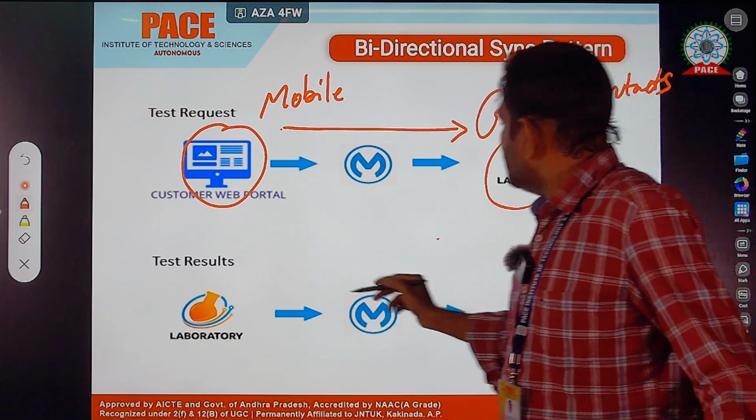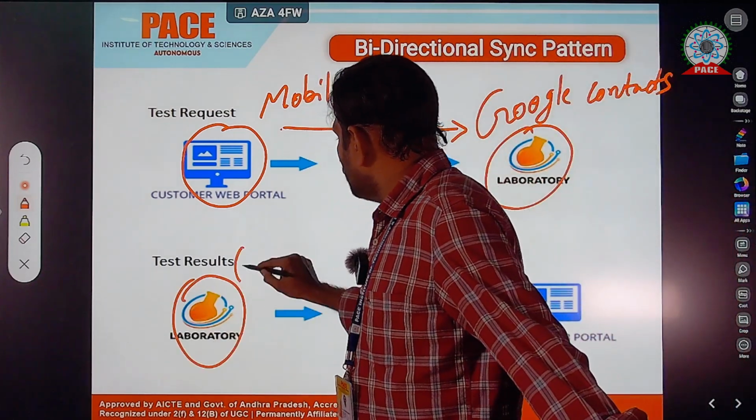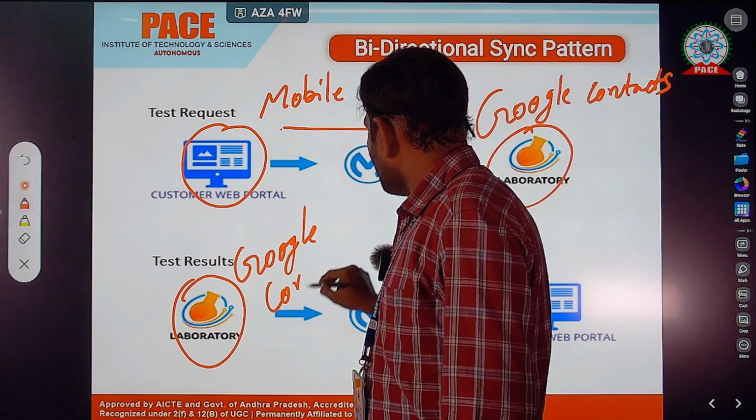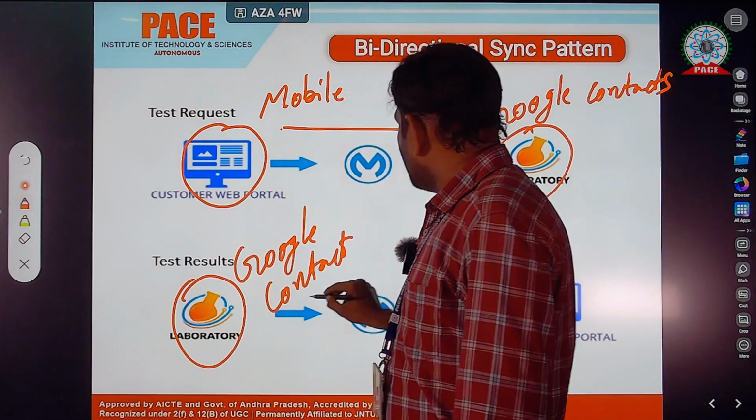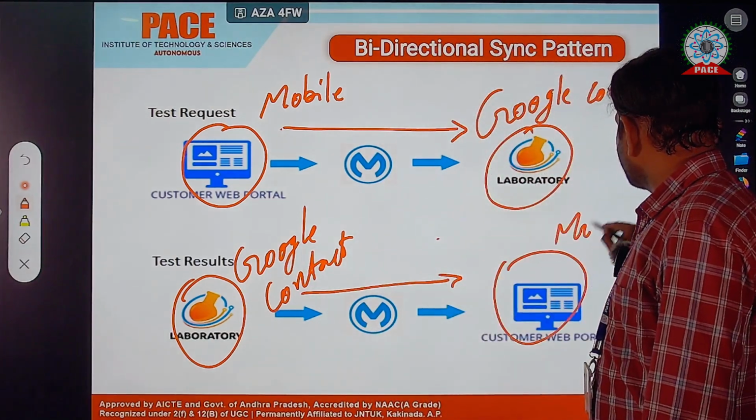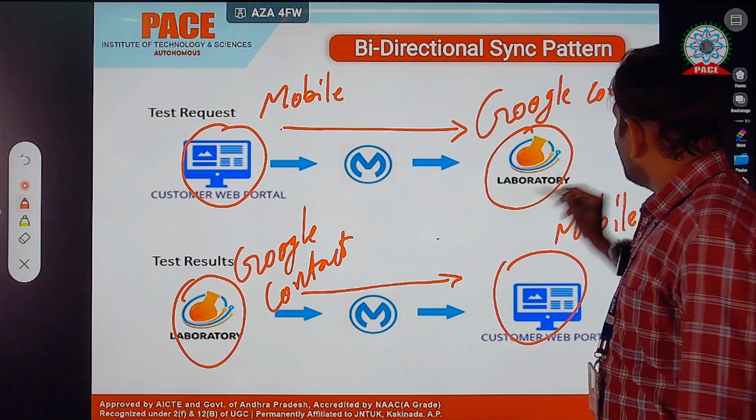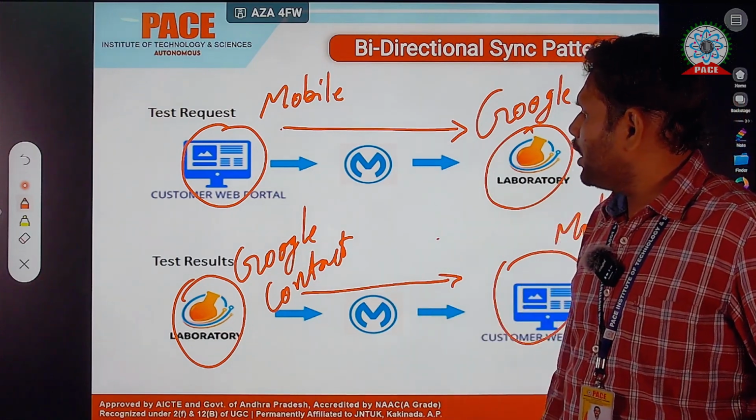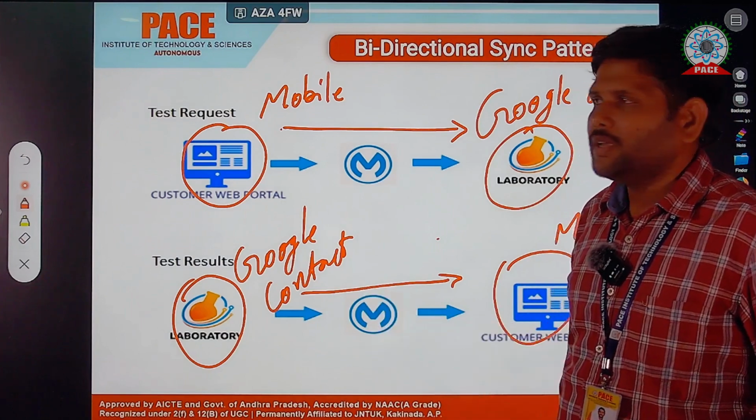That means in Google Contacts also, if you update a new record, then the same thing will be updated in the mobile also. That can be called bidirectional sync. For this also we can develop applications, that means APIs, by using MuleSoft.